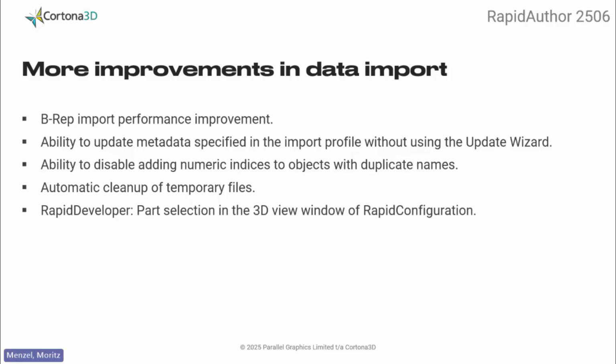And finally, here are a couple of additional features. We have improved the performance of BREP import. You now have the ability to update metadata specified in the import profile without using the update wizard. And you can disable the addition of numeric indices to objects with duplicate names. We have also added automatic cleanup of temporary files. And in Rapid Developer, you have a new part selection in the 3D view window of RapidConfiguration.